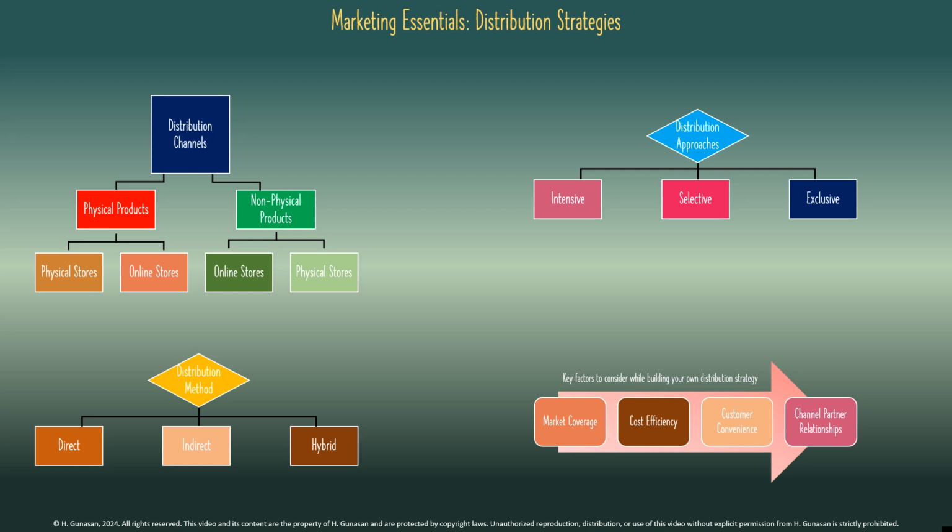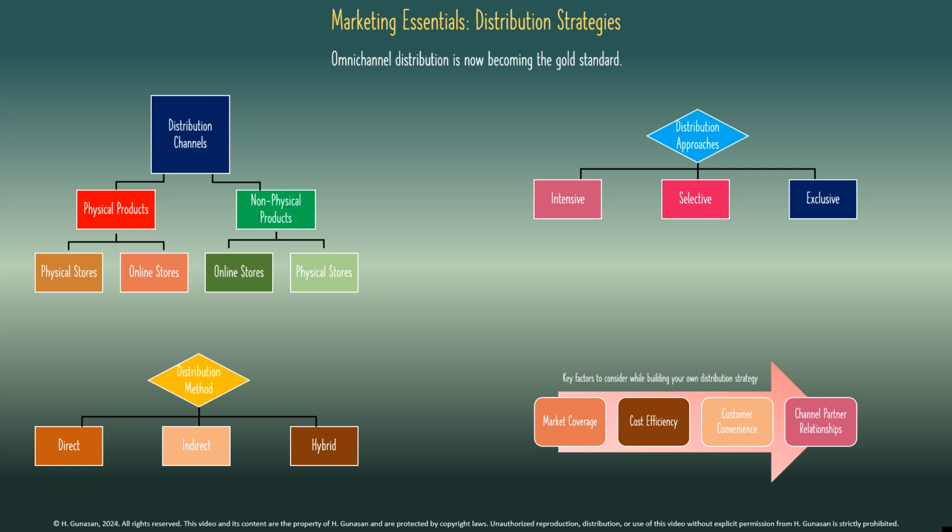Technology is revolutionizing distribution strategies, and omnichannel distribution is now becoming the gold standard. This means offering your product through a variety of platforms, including physical stores, online platforms, and mobile apps, to create a seamless customer experience no matter where they interact with your brand.